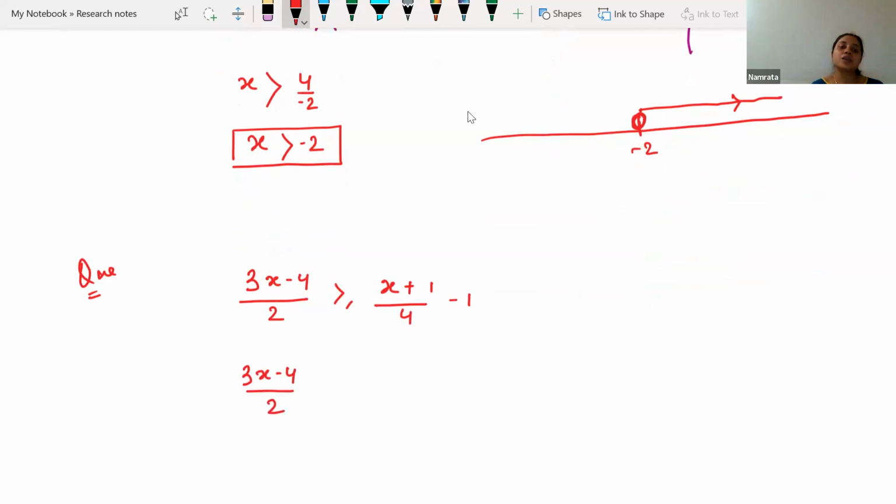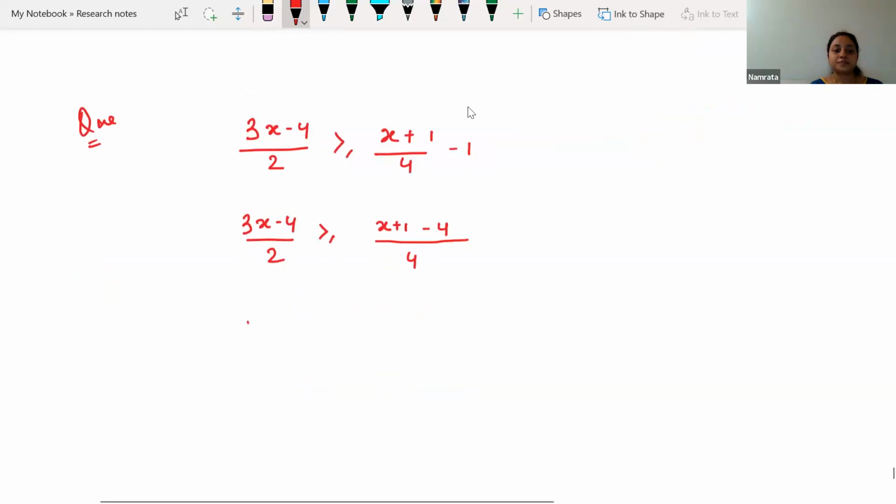By 2, it's okay. Let's do the simplification on the right hand side. Is greater or equal to, LCM is 4. x plus 1 will remain x plus 1 and this will remain minus 4. Is it okay, Lina? Yes, ma'am. (3x minus 4) by 2 greater or equal to (x plus 1 minus 4), which will be (x minus 3) by 4. Now we can do crisscross multiplication.